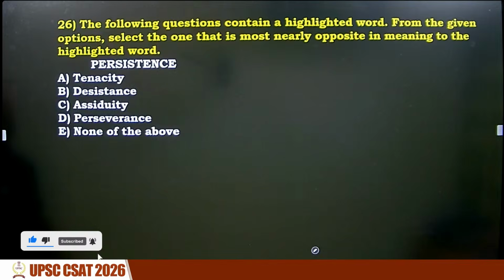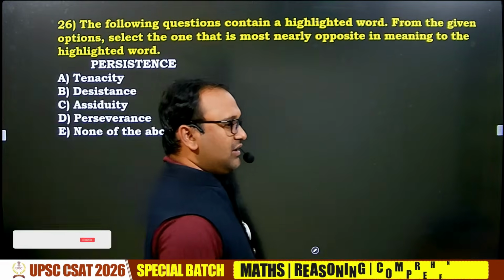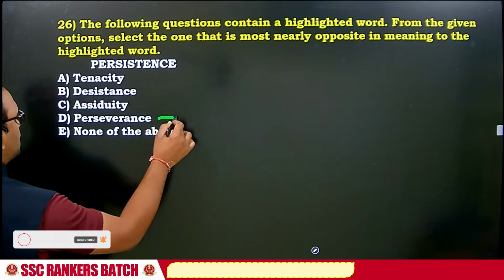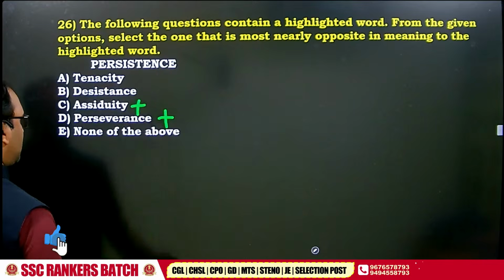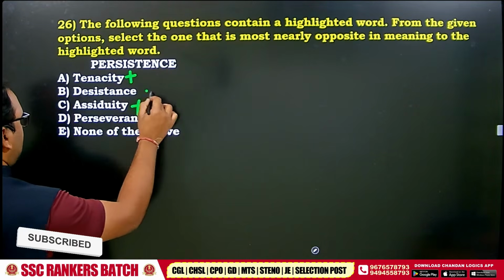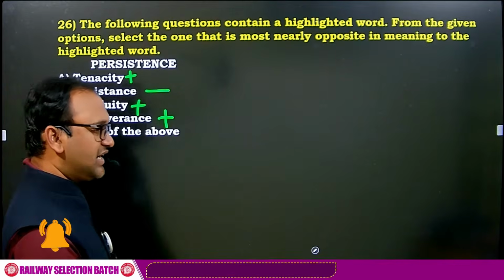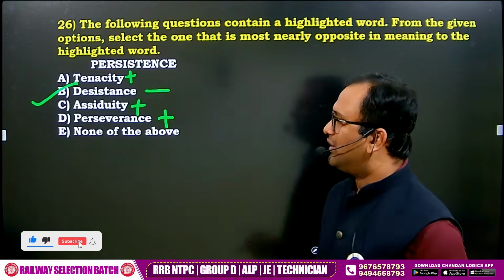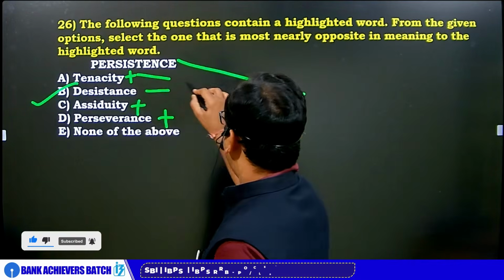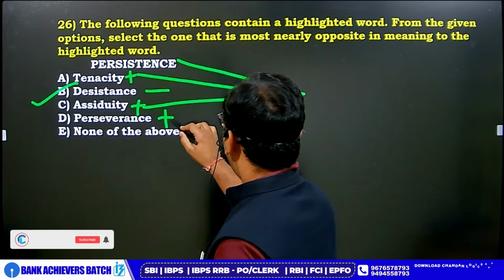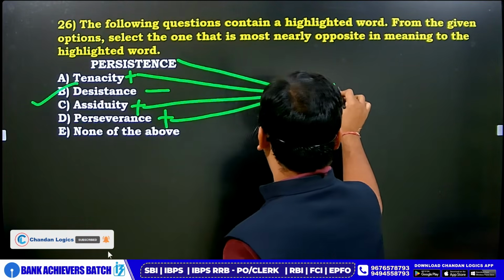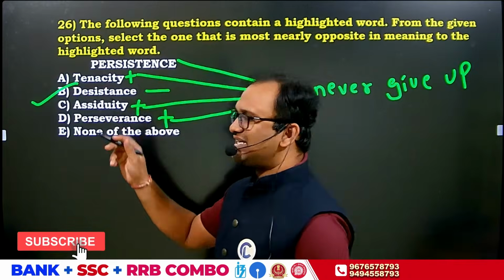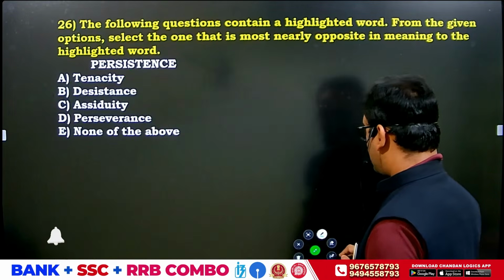Persistence. What is the opposite of the word persistence? You want a shortcut? I'll tell you the shortcut. Perseverance is a positive word. Assiduity, positive word. Tenacity, positive word. Desistance, negative word. Done. That is the answer. That is a shortcut. But if you want more clarity, I'll explain. Persistence, tenacity, assiduity, perseverance mean a never give up attitude. Focus. Desistance is the opposite. Positive, minus, plus, minus.